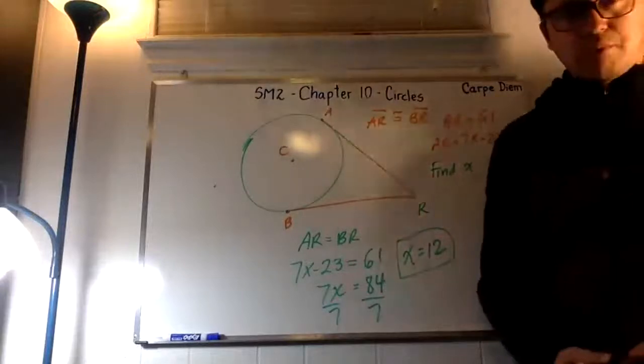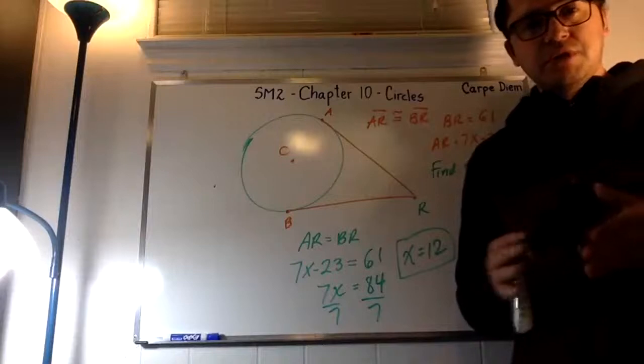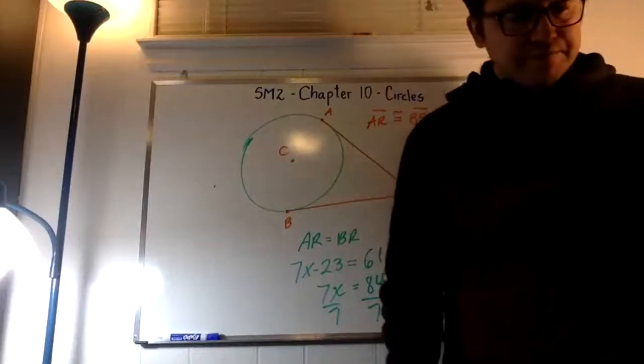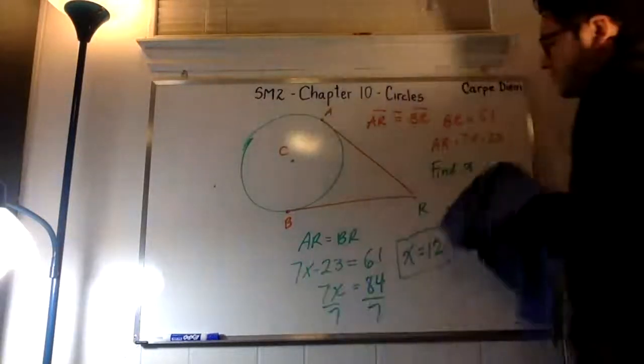Now I'm going to jump to section 10.2. It's pretty brief and simple. We just talk about minor and major arcs, and that's all. So section 10.2.